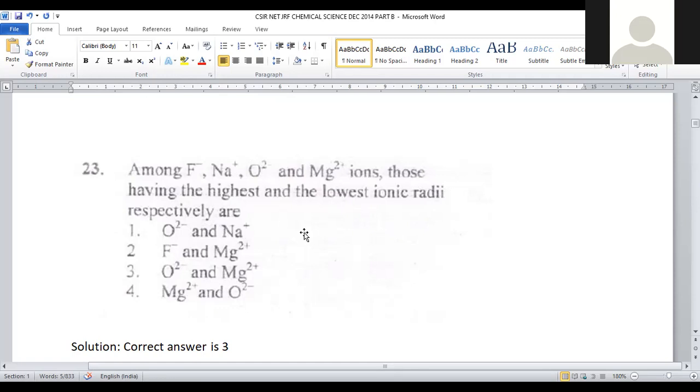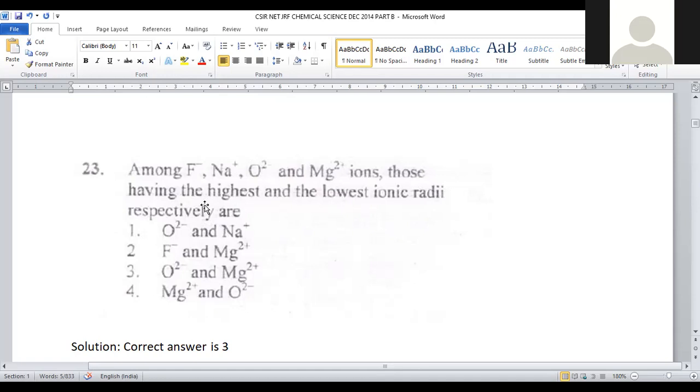That is purely because, for each atom addition in the group, what happens? A new shell will be added and the size will be expanded. That's the reason why, when we are descending in a group from top to bottom, the size of the atom gradually increases. That is the general trend for the atomic radius in a group.